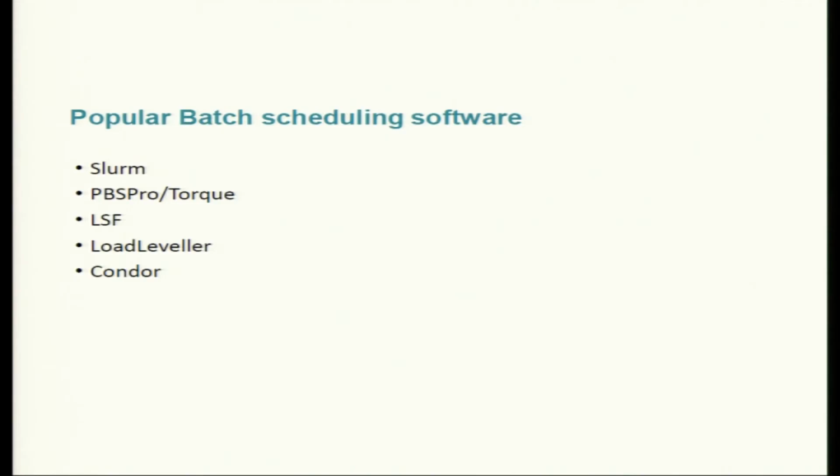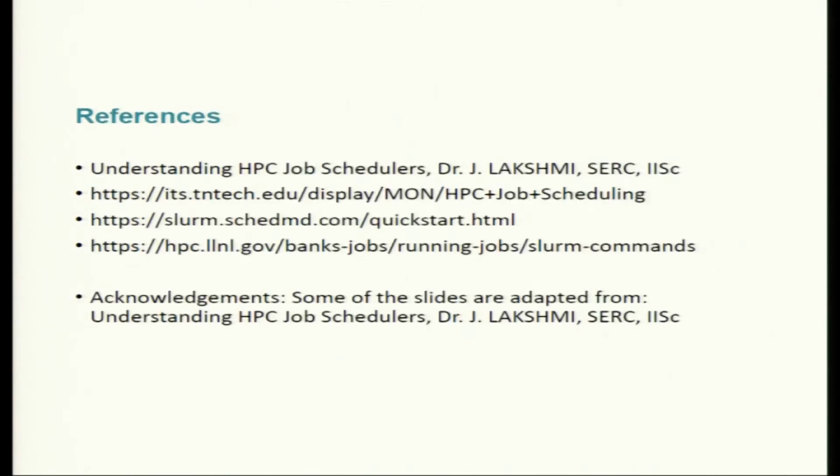They are not doing active development of Torque right now, so it is quite old now. But PBS Pro is a commercial software, whereas Slurm is open source and freely available. Then Load Sharing Facility, which is another scheduling software, LoadLeveler and Condor. These are some of the references.